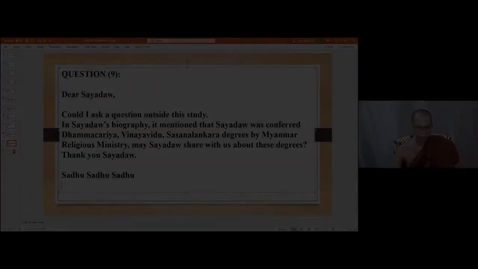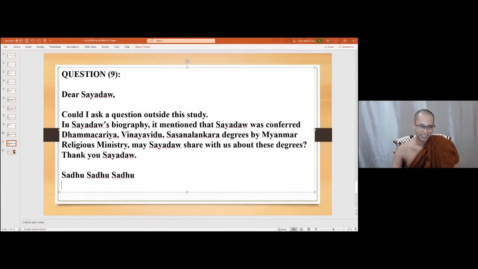Okay. Dear Sayadaw, could I ask a question outside this study? In Sayadaw's biography, it mentions that Sayadaw was conferred the Dhammacariya Vinayavidu Sasanalankara degree by the Myanmar Religious Ministry. May Sayadaw share with us about this degree?